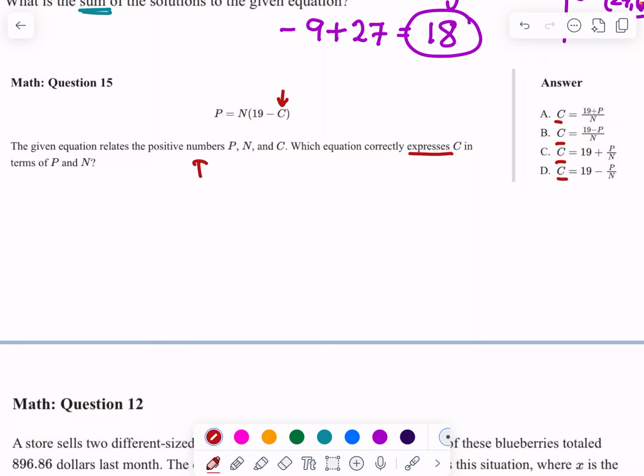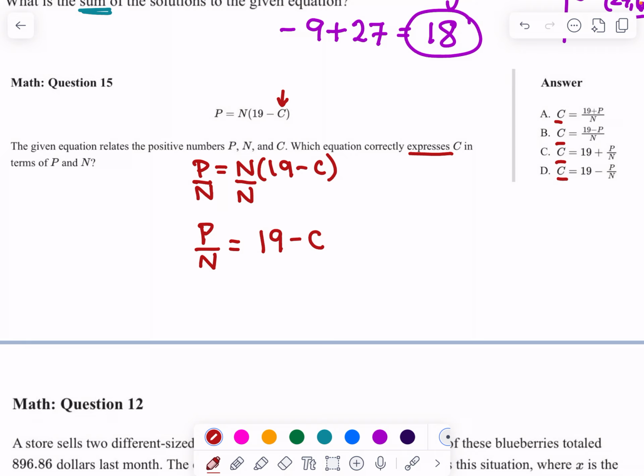So I'm going to rewrite this. P is equal to N times (19 minus C). So we're just solving for C. First I need to undo multiplying by N by dividing. So P over N would equal 19 subtract C.